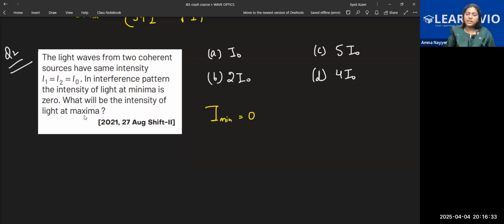Yes, class. Try this. Tell me how should we proceed? If minimum is 0, it is saying I minimum is 0. And it is telling us I1 is equal to I2, which is equal to some I0. Try it once. Answer is very simple. And it's better if you remember the result of this answer too.